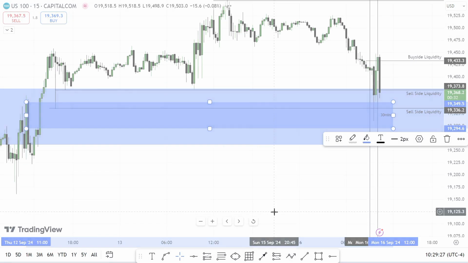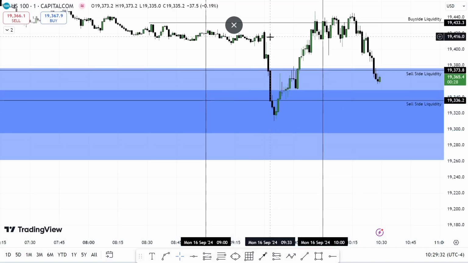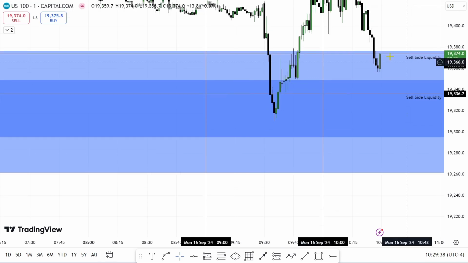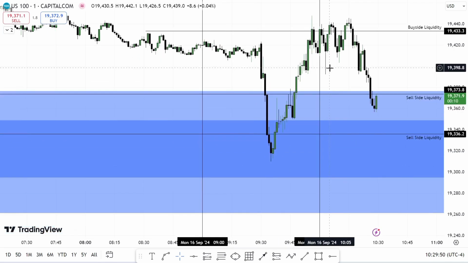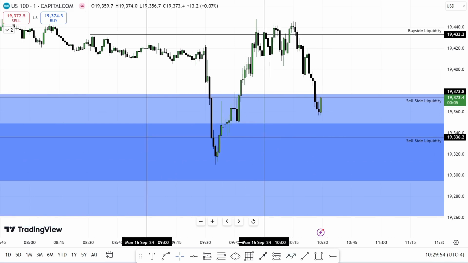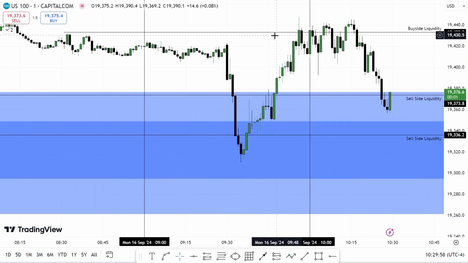So I waited for price to trade to that. Price sold to that sell side liquidity just at the 9:30 opening bell, this point here. It sold to the sell side liquidity. So at this point, since we have all the PD arrays overlapping each other, I was bullish. What I wanted to see was price giving me willingness that it's going to go to the buy side liquidity just here.